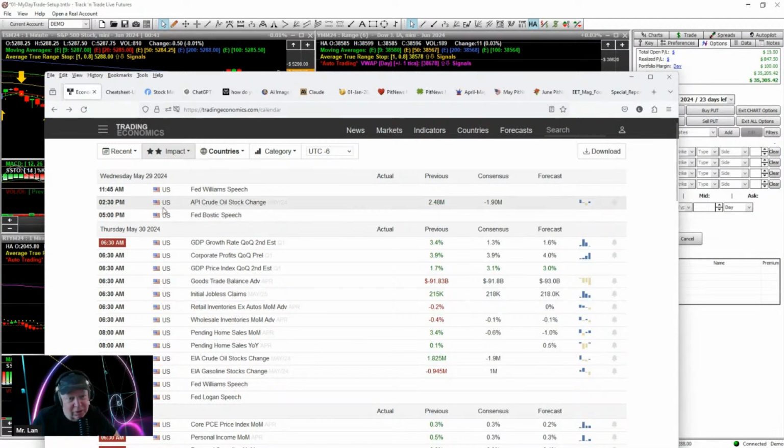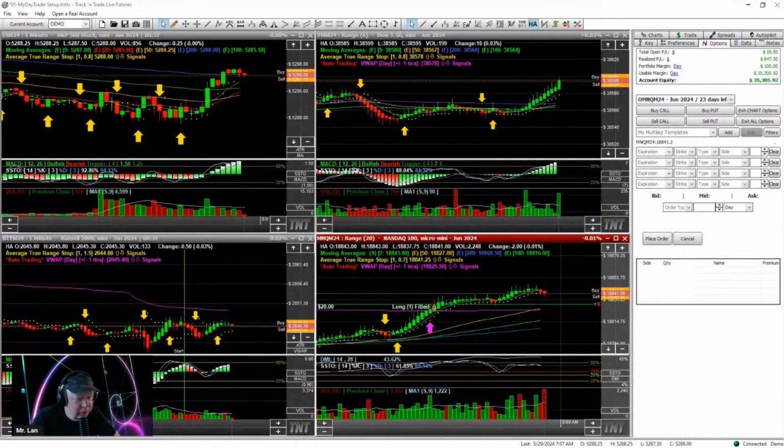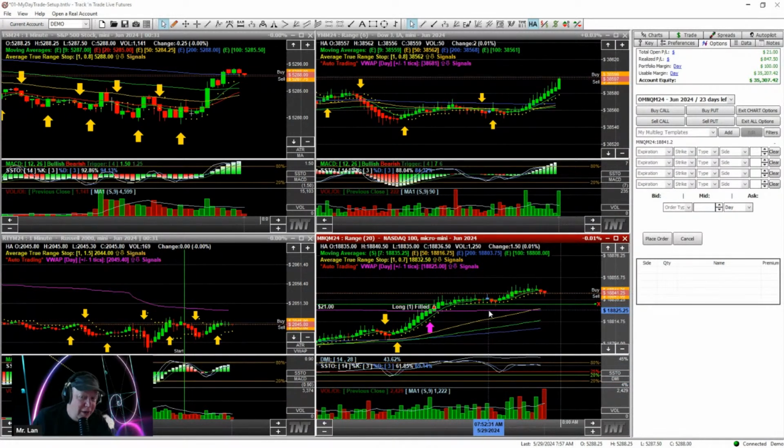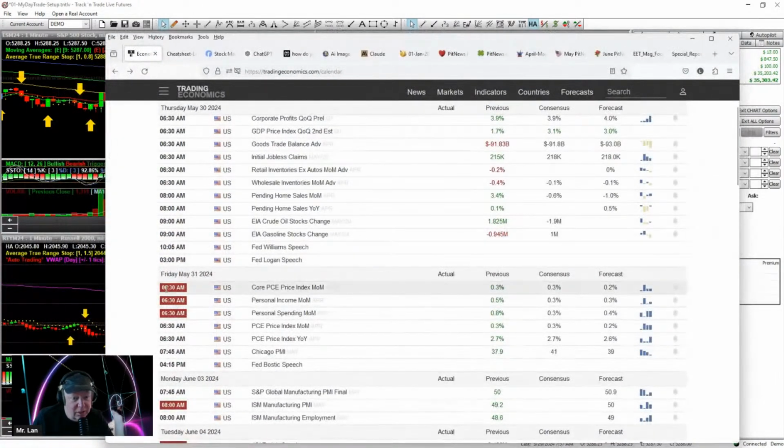API crude oil is going to move at 2:30, but that's after the market, so we don't care. It's going to be a quiet day. I don't know if this was the best strategy for a very quiet day. Look at Friday. Friday's going to be an awesome day. Of course, this is all at 6:30 in the morning, but that'll carry through. It'll be a busy day on Friday. Friday should be a good day. We could do this strategy on Friday.